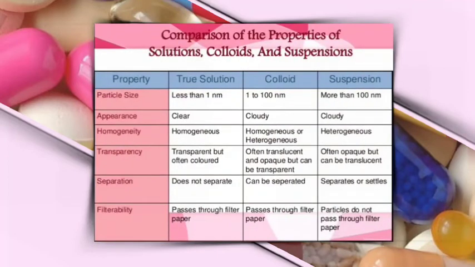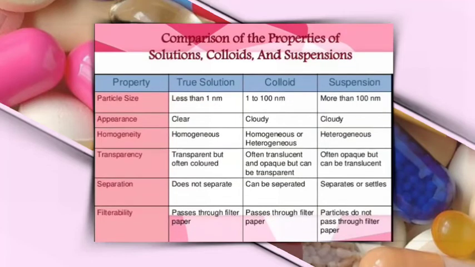Now the comparison of properties of solution, colloids and suspension. First property, particle size. True solution: less than 1 nanometer. Colloids: 1 to 100 nanometers. Suspension: more than 100 nanometers. Then appearance: true solution is clear, colloid is cloudy, suspension is cloudy. Homogeneity: true solution is homogeneous, colloids are heterogeneous or homogeneous, and suspension is heterogeneous.